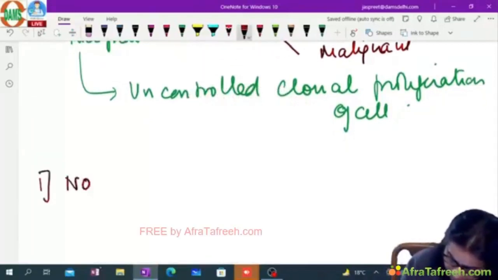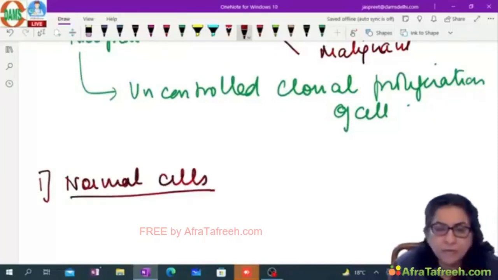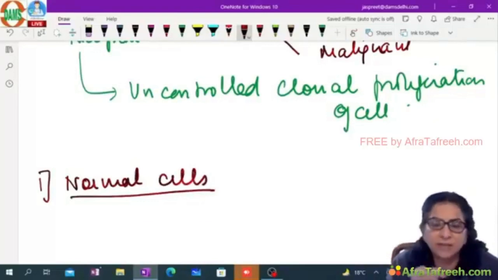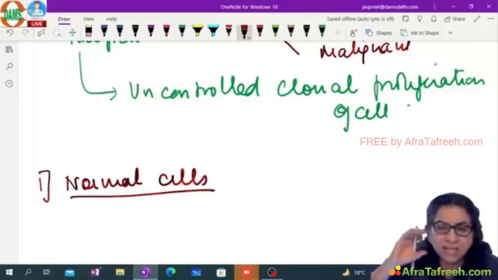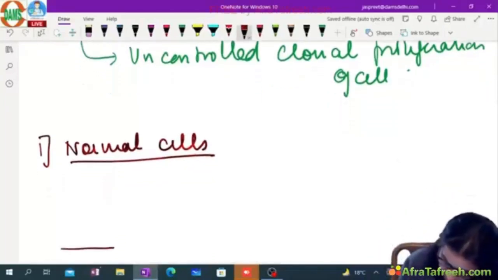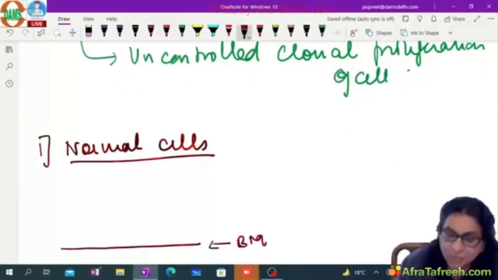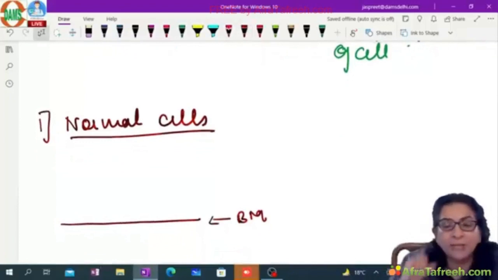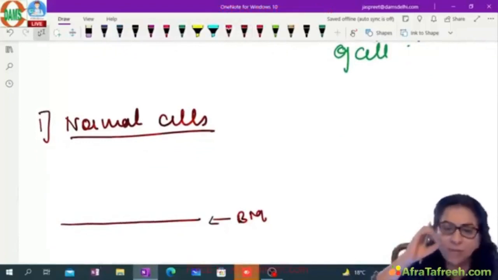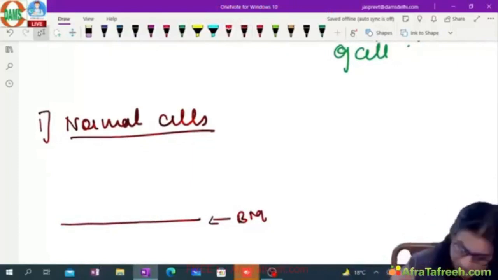First, look at normal cells. Let us look at the skin, the epidermis. The epidermis is lined by stratified squamous epithelial cells. Say this is the basement membrane. I'm drawing the epidermis. What is the epidermis lined by? It is lined by squamous cells, stratified squamous cells.